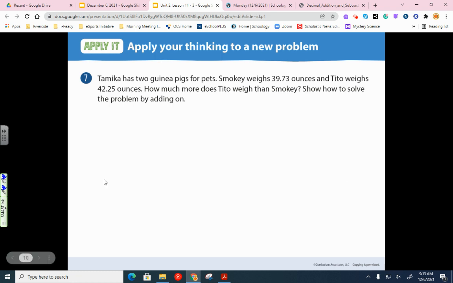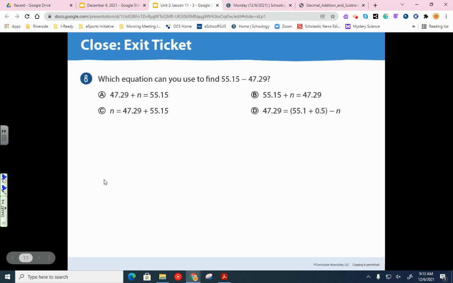And lastly, this one we don't even have to do anything. We just have to set it up. Which equation can you use to find the difference between 55 and 15 hundredths and 47 and 29 hundredths? That's easy because we can take the two parts and they'll equal the total. And the only one that looks like that is this one right here, letter A.